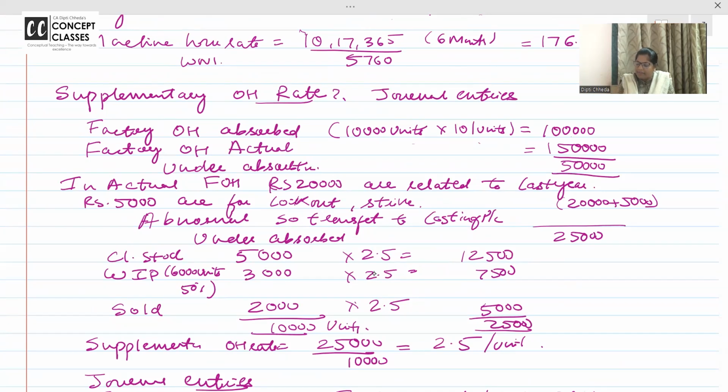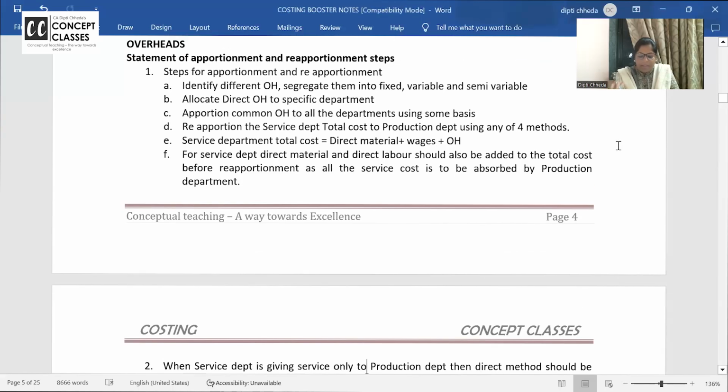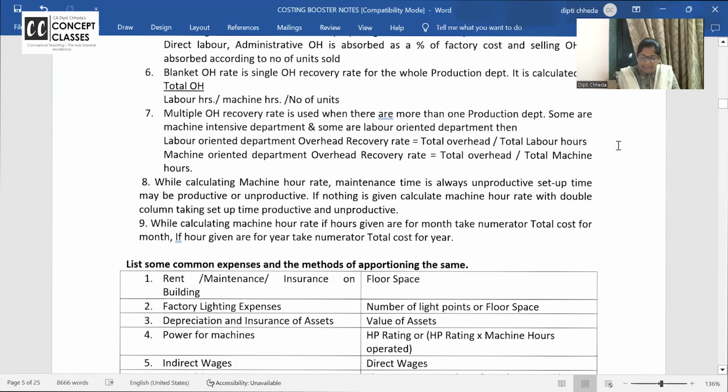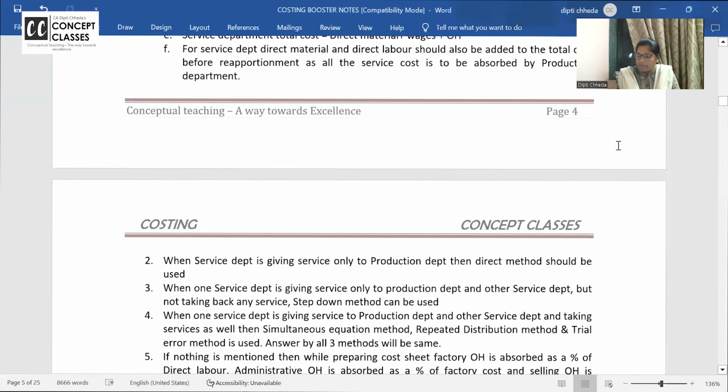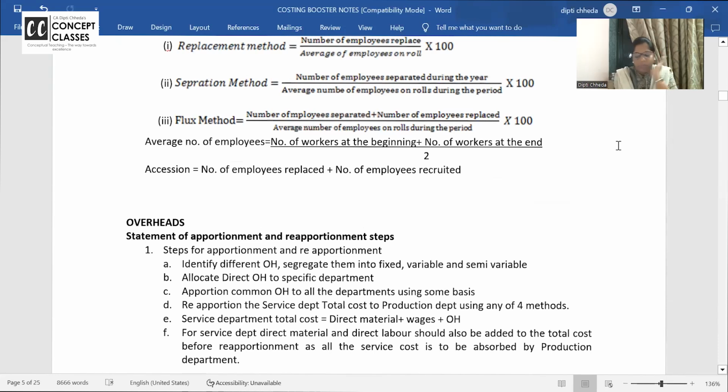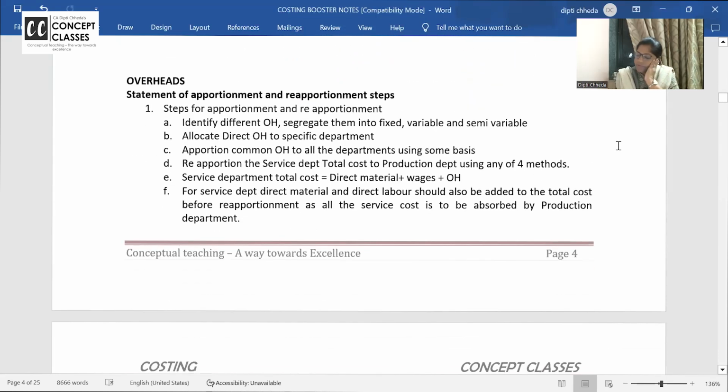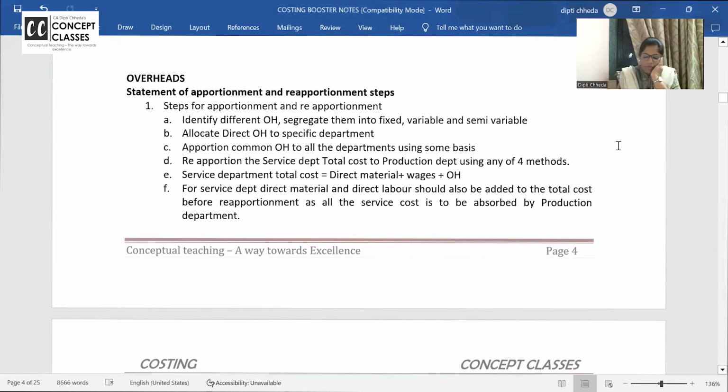Now overhead recovery rate, I'll teach you with the concept first from the booster. Okay, before we go to the last but very important concept, these are the handwritten booster notes, now converted here for all of you.